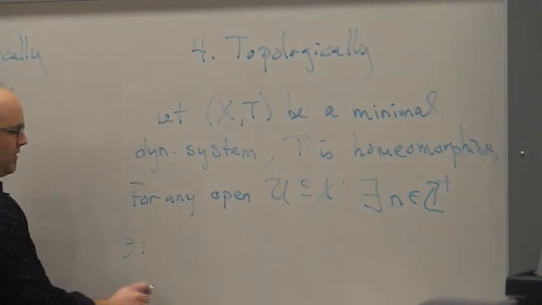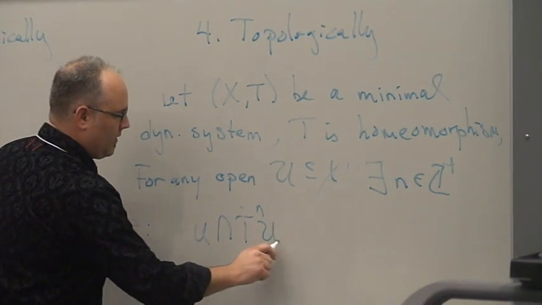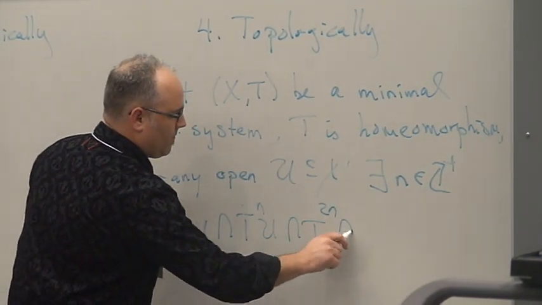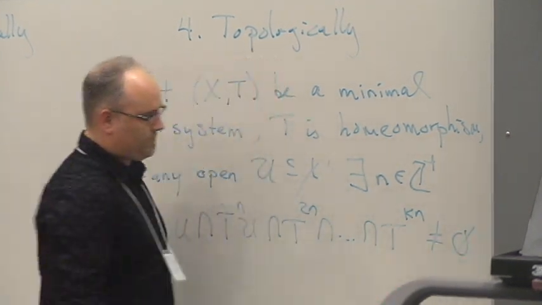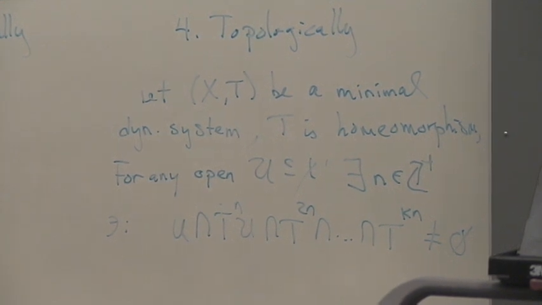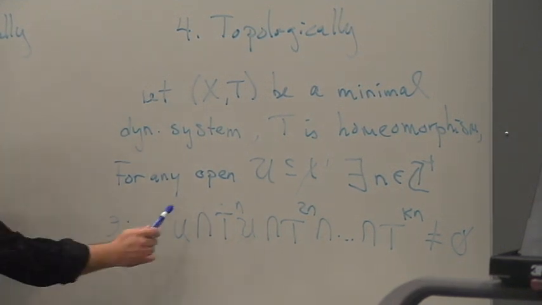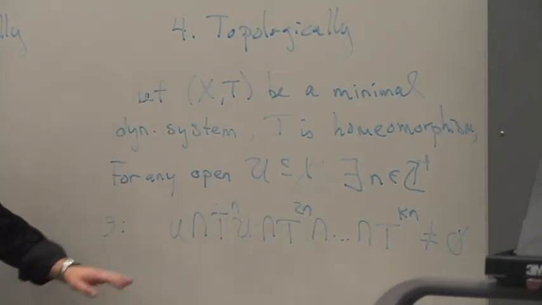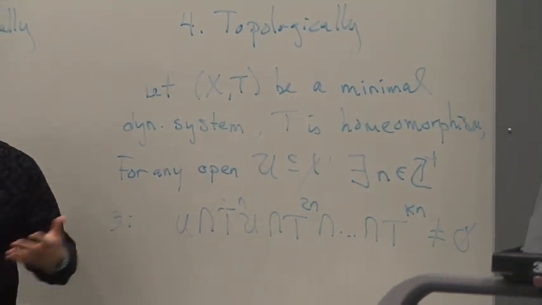Such that U intersect multiples of the translation, so Tn, T2n, those sets intersect non-trivially. And so from here, you can see that we have this arithmetic progression. So we have a in here and a plus n, where T is some kind of shift operator.